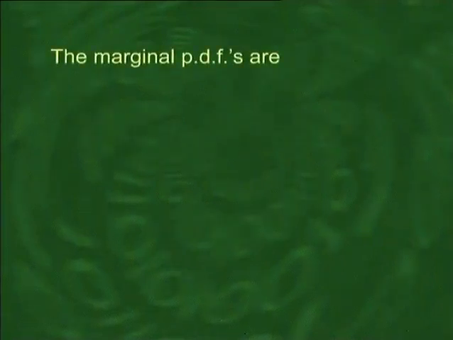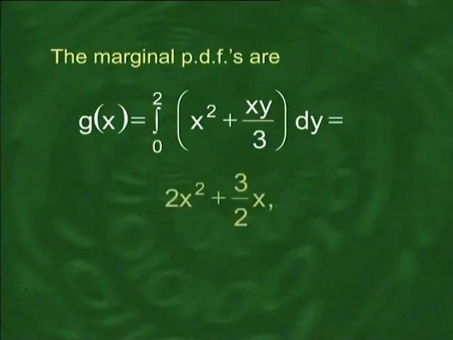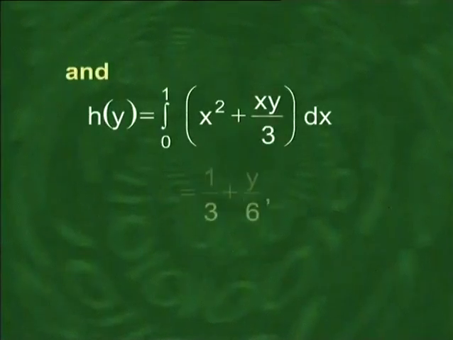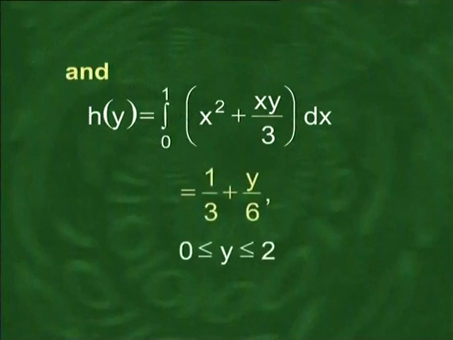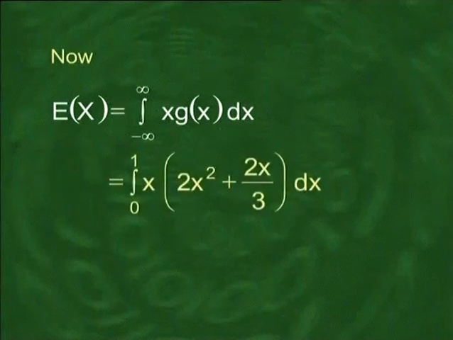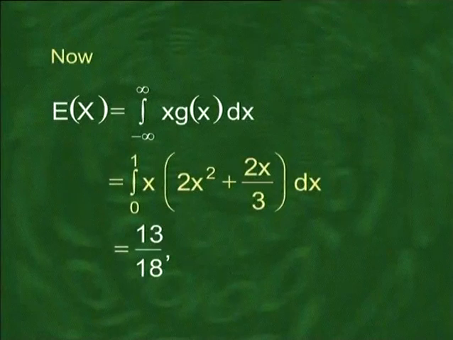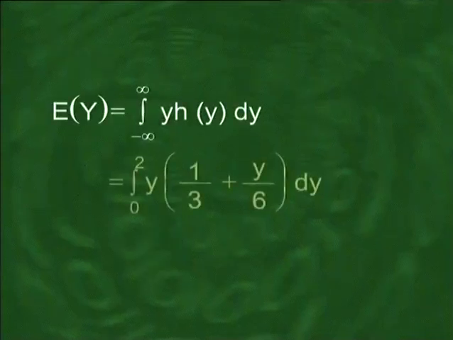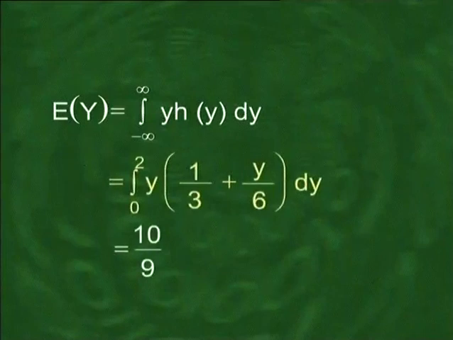In order to solve this question, the first step is to find the marginal PDFs. G of x comes out to be 2x square plus 3 by 2 x, and h of y comes out to be 1 by 3 plus y over 6. Next, we find the expected value of x, which is the integral of x into g of x, integration being done with respect to x, and the answer is 13 over 18. Similarly, the expected value of y comes out to be 10 over 9.